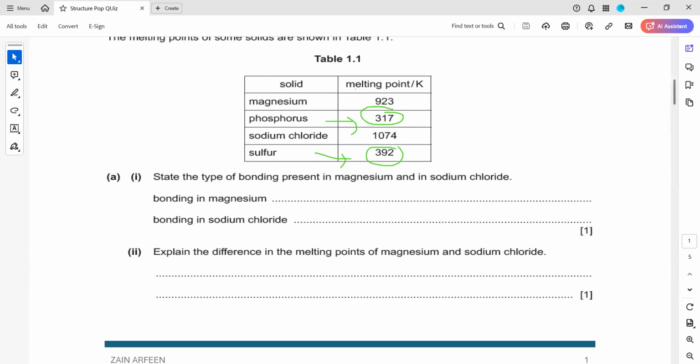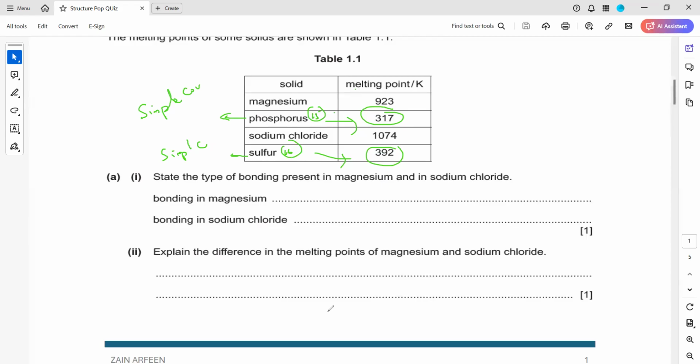So first thing, both sulfur and phosphorus will be covalent structures, and both will be a simple molecular structure, simple covalent. Phosphorus has 15 electrons in one atom. Sulfur has, in one molecule of sulfur, 16 electrons.